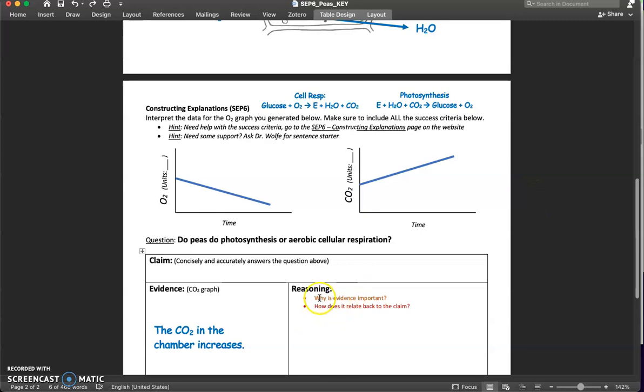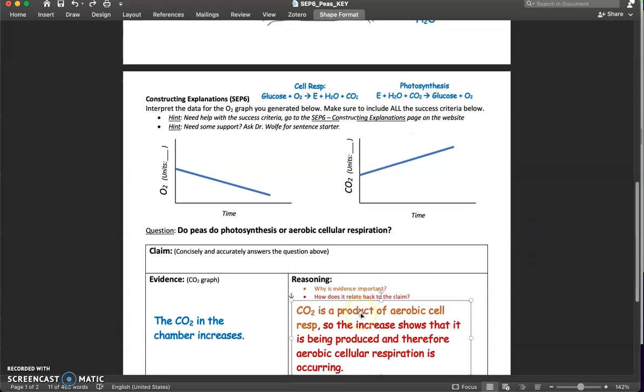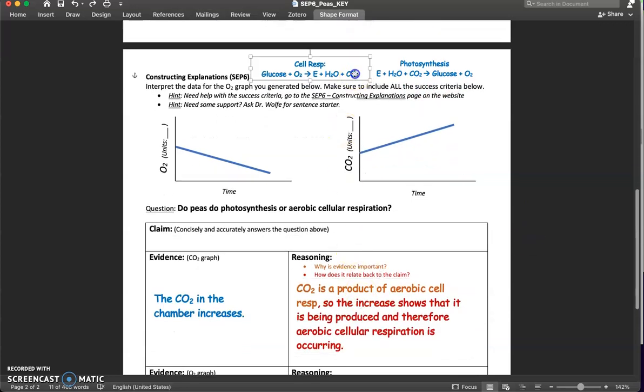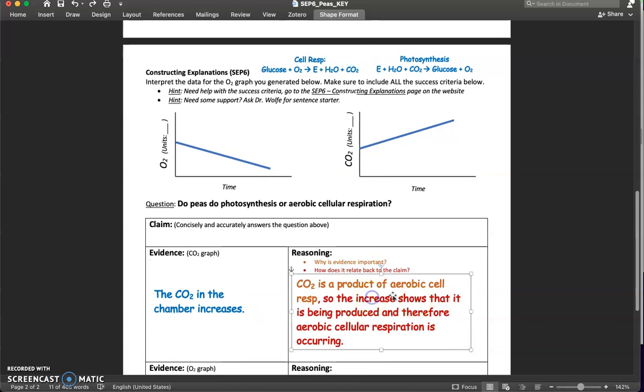Okay, why is the evidence important? Why is CO2 important? Well, CO2 is a product of aerobic cellular respiration, right? It's right here. And if that's the case, then the increase shows that it's being produced and cellular respiration is occurring. Some important things here are saying that it's either produced or that it is a product. Either one of those would show why the evidence is important. And how does it relate back to your claim?